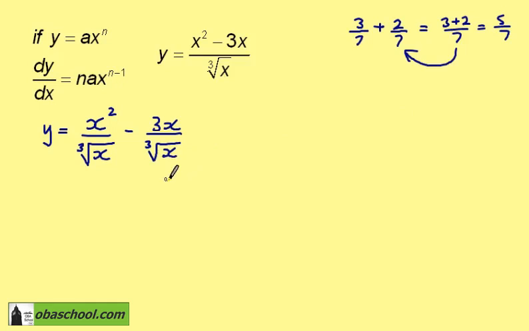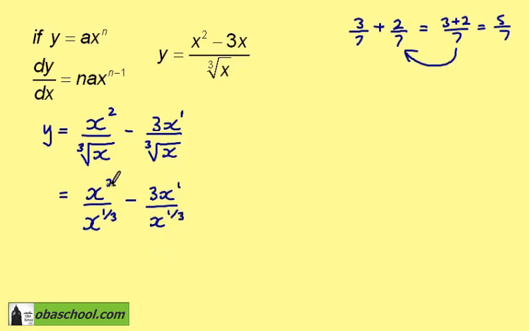We now need to use our knowledge of indices. So this is x squared divided by the cube root of x, which is x to the power 1/3. And we have 3x, which remember is to the power 1, over x to the power 1/3.